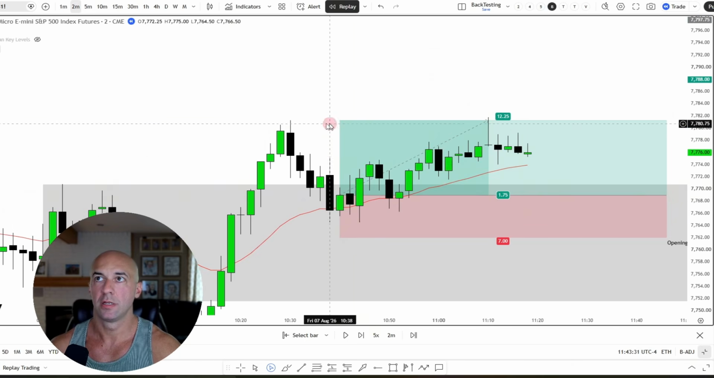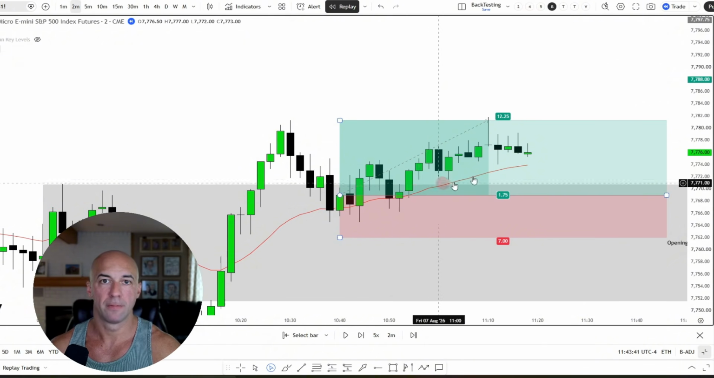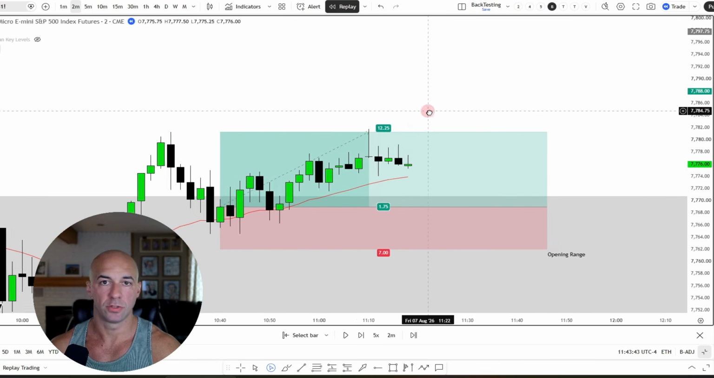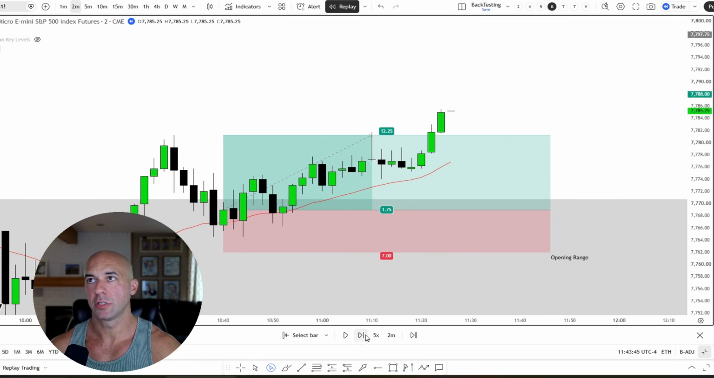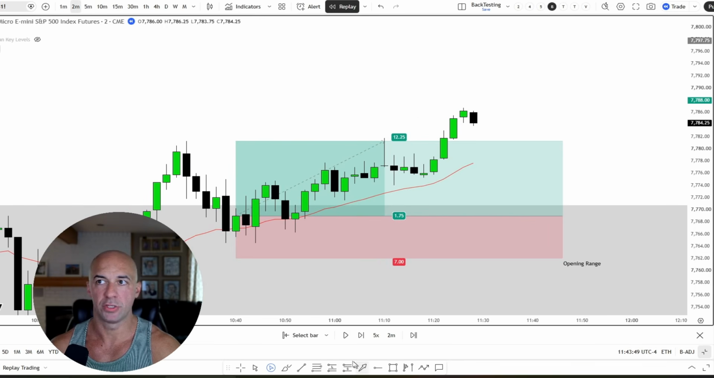I bought 10. I had the stop here for the full 10, the target here for 8 of them. When this target was hit, I took profit on 8 of them. My stop was moved above break even, and I held on to 2 of them. I had my next target set for 25 points, but it just barely missed it.